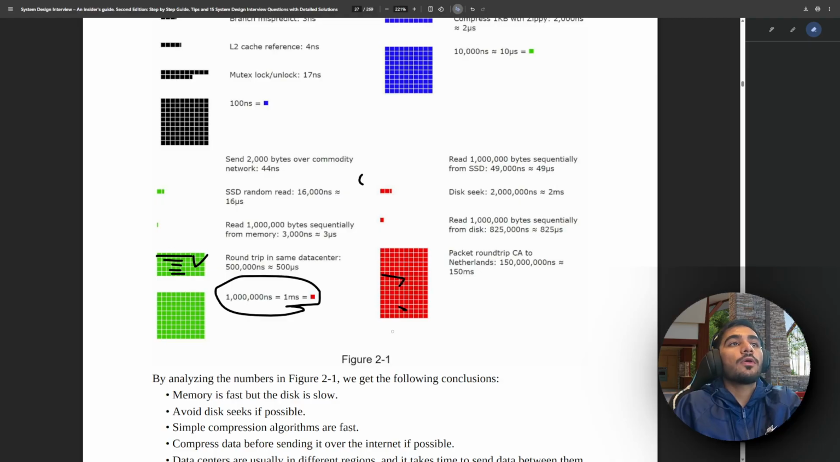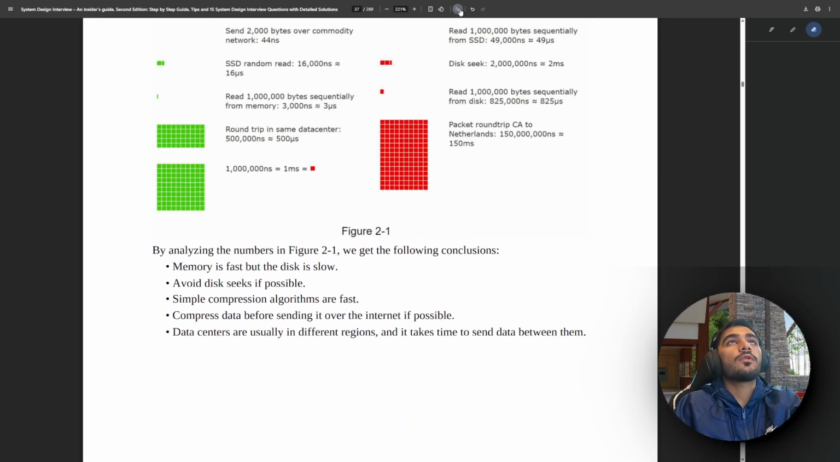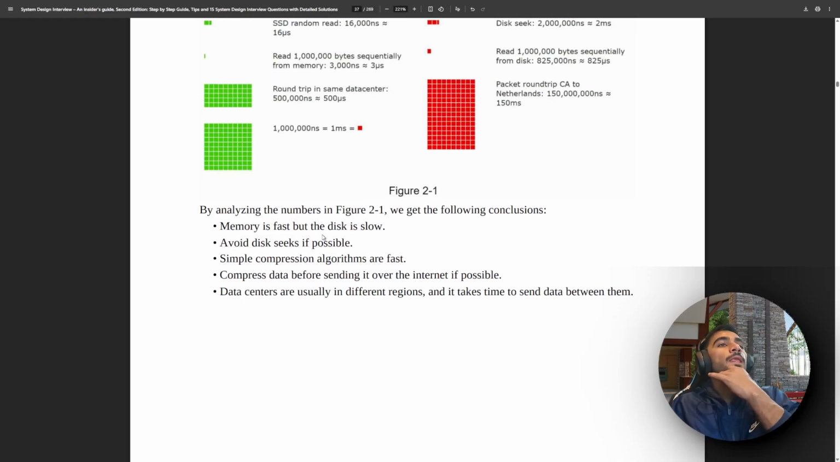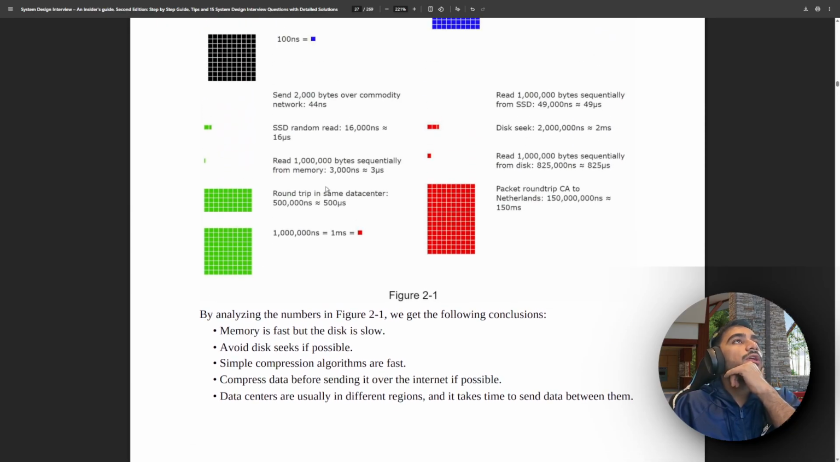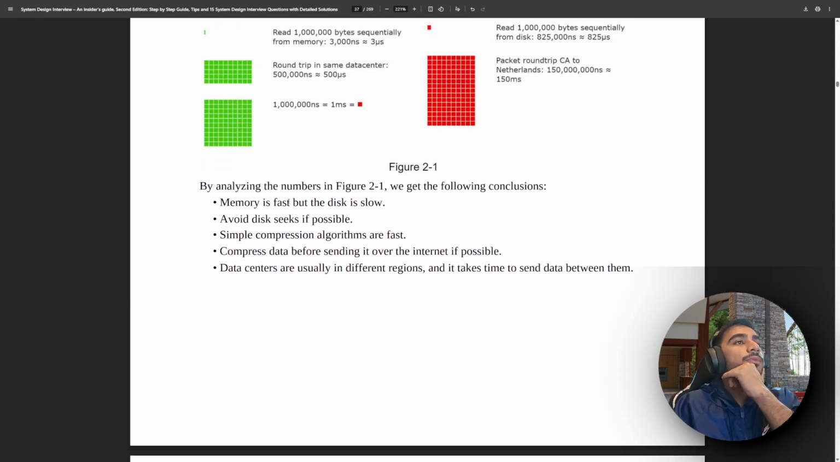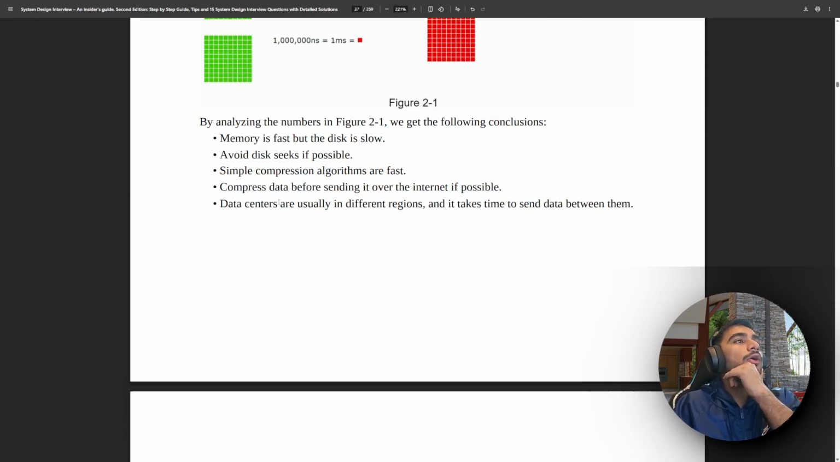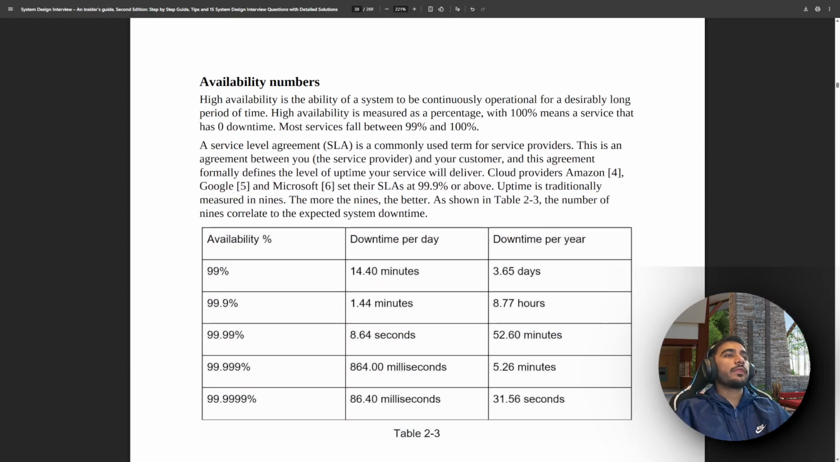All right. Moving on from this, let me get rid of it. So these were the conclusions from Jeff Dean's research as well as the recent data. Memory is fast, but disk is slow. Avoid disk seeks if possible. Simple compression algorithms are fast, like Snappy and Zippy that we spoke about. Compress data before sending it over the internet if possible. Data centers are usually in different regions and it takes time to send data between them.